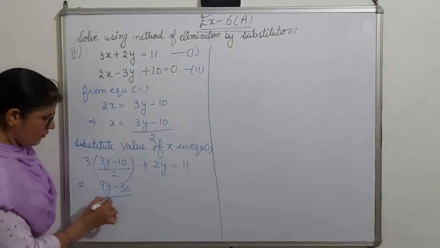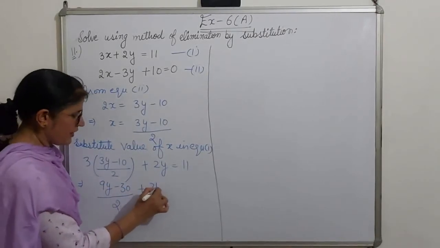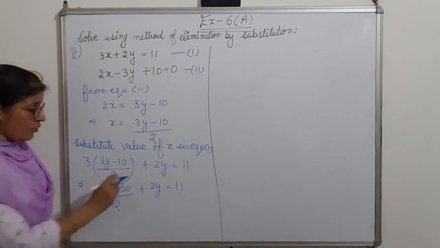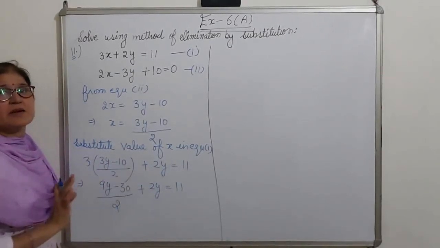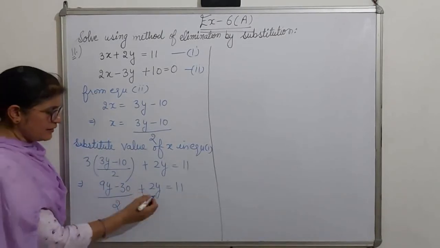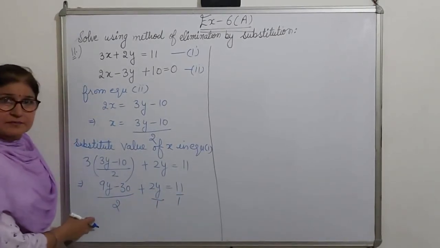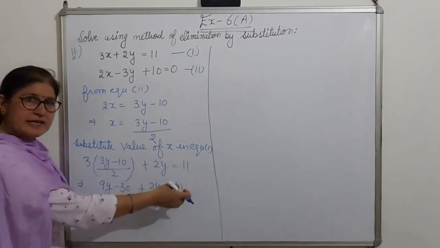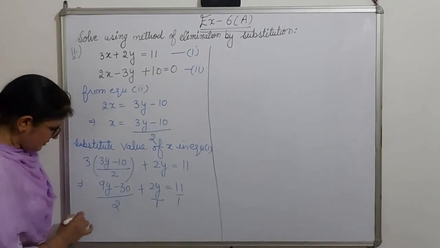3 tens are 30 over 2, plus 2y is equal to 11. Then take LCM, or take this 2y to that side and then cross multiply. It is up to you. One method is to take below 1 and then take LCM. If you find it tough, then take 2y to that side and do cross multiplication. Things are the same.